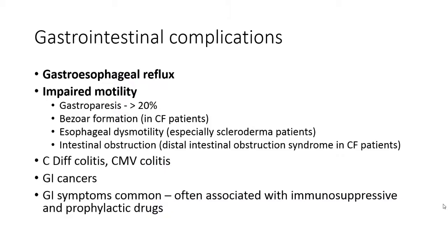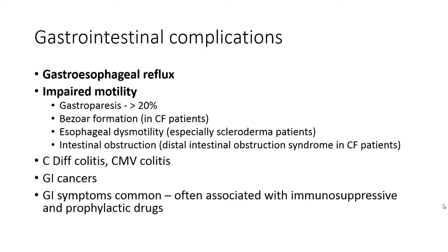Moving on to GI complications, which is a talk in itself. I feel like there's a lot of GI complications in our patient population. Obviously acid reflux, impaired motility is a big one, and this often is dysmotility that we see, esophageal dysmotility in especially scleroderma patients, gastroparesis postoperatively, and then more specific to the CF patients are things like DIOS that you have to watch out for.